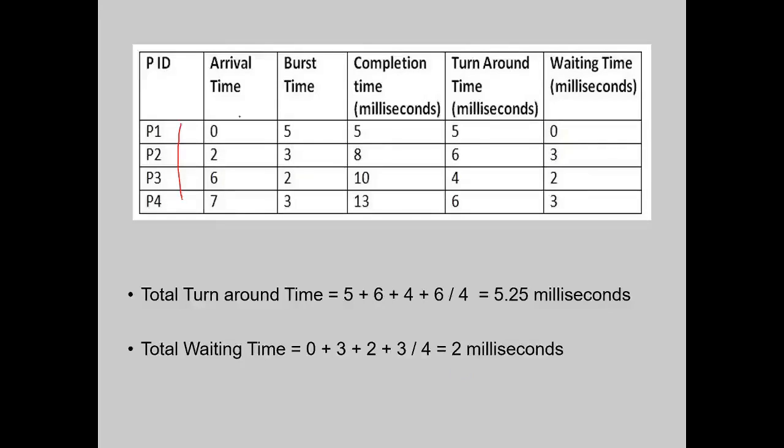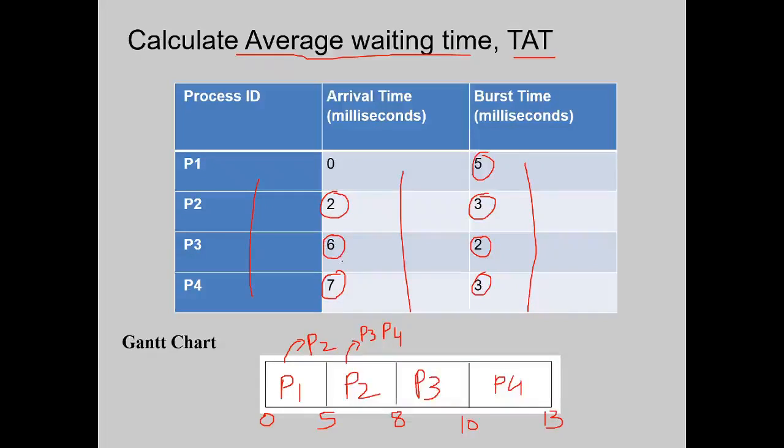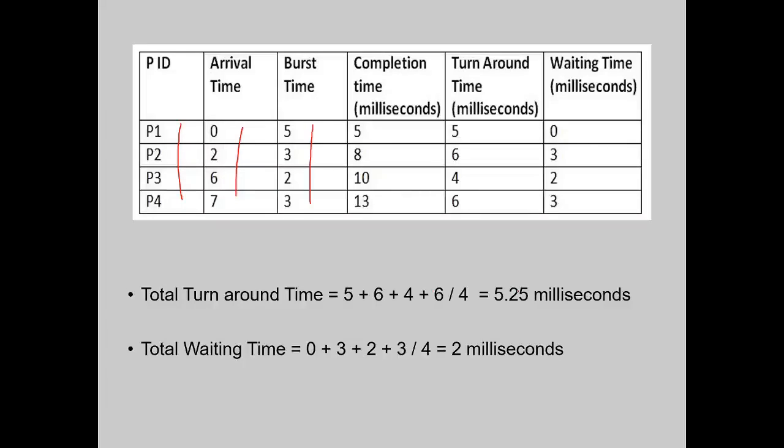So process number already given, arrival time already given, burst time already given, completion time we need to find out. So the completion time of process P1 is 5, completion time of process P2 is 8, 10 and 13. That you are going to show in this column, 5, 8, 10 and 13.